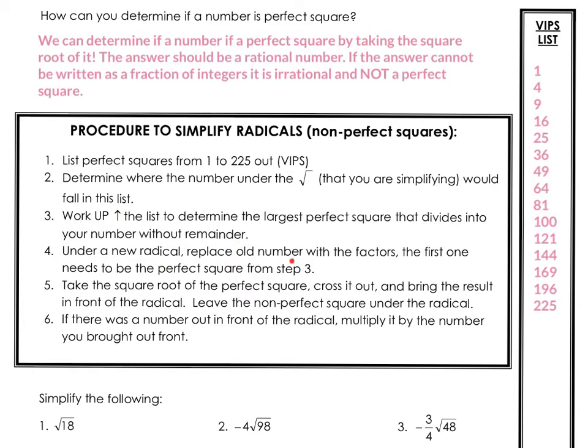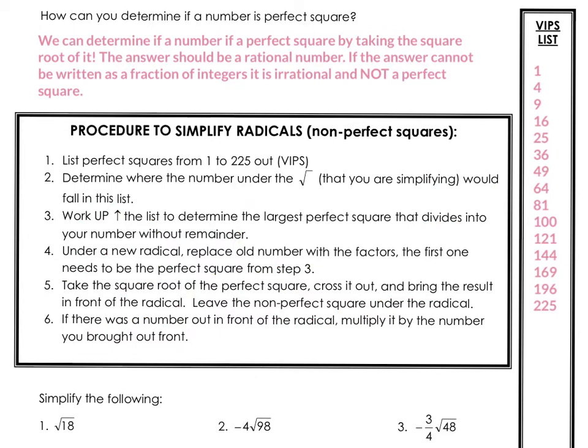Then under a new radical, we'll replace the old number with the factors. The first one needs to be the perfect square from step 3. And then we take the square root of the perfect square, crossing it out, and bring the result in front of the radical, leaving the non-perfect square under the radical. If there was a number out in front of the radical, we would just multiply it by the new number that we're bringing out front to get our final answer.